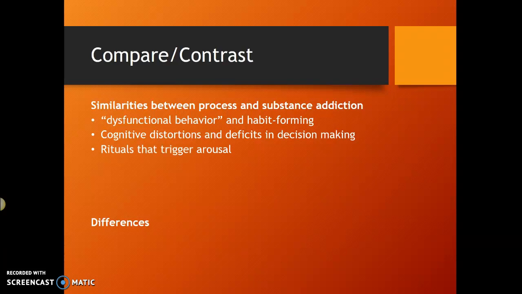Both types of addictions also have rituals that trigger arousal. And again, when we get into that sympathetic nervous system, that state of arousal, then human nature is to seek something that might lower that state of arousal, and both substances can do that as well as process addictions. They kind of become this maladaptive coping mechanism.